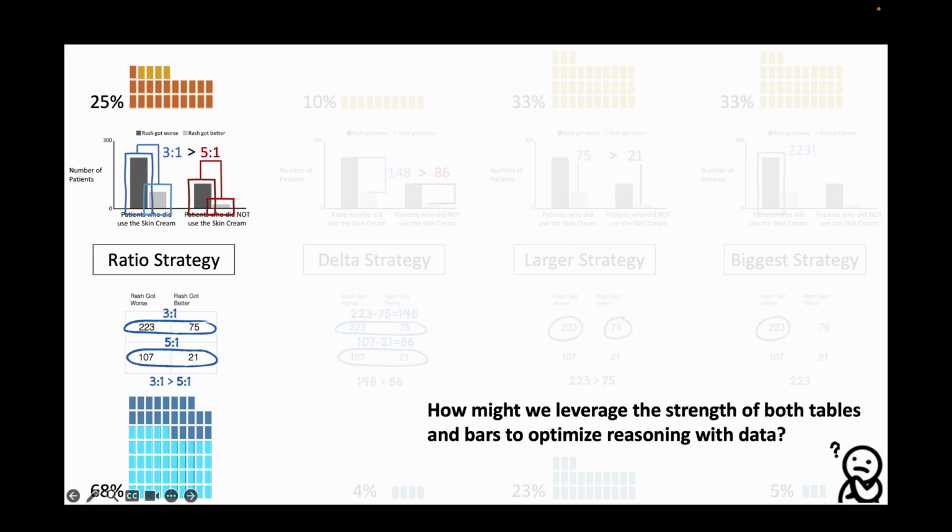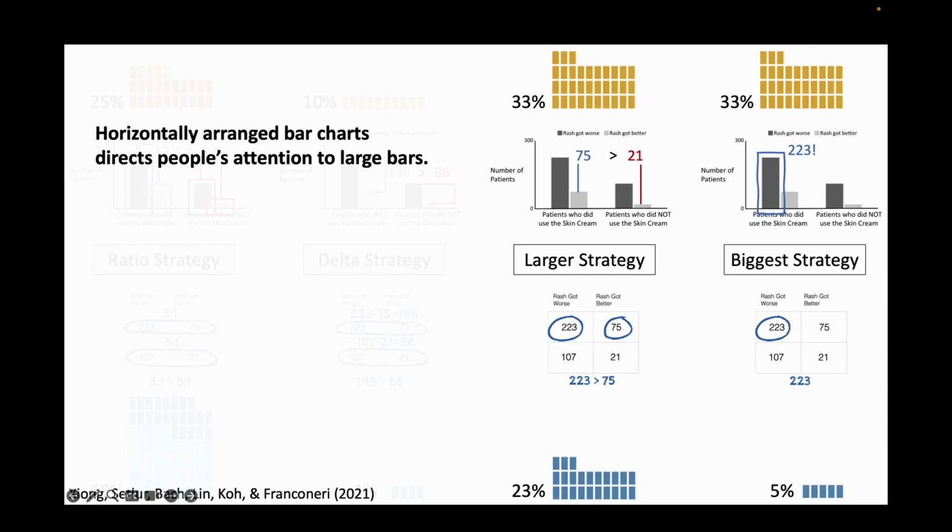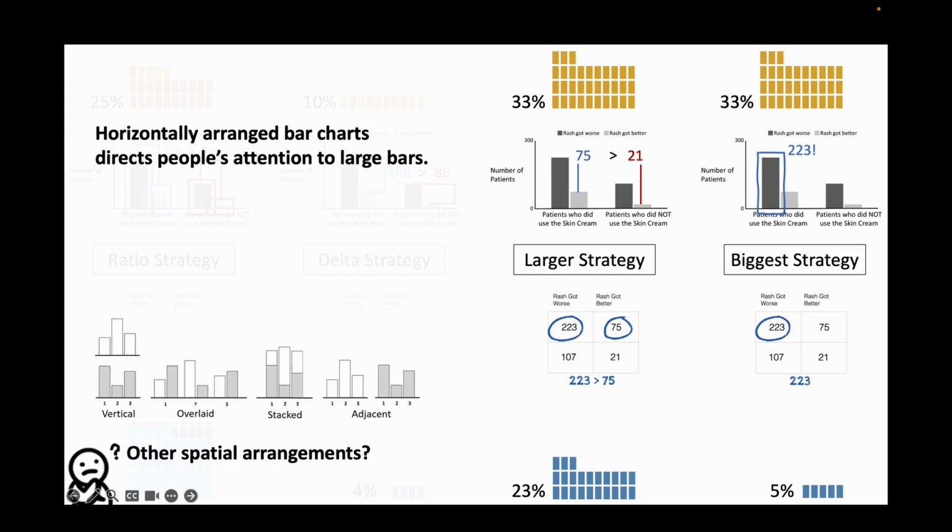Last but not least, the larger and biggest strategies were a lot more popular in bar charts. This corroborates with existing work, which demonstrates that people tend to make superlative comparisons, noticing that one bar is the biggest amongst a set, or identify the maximum and minimum values when bars are horizontally presented like this in an overlaid fashion. Future work can examine how other spatial arrangements might change how people reason with bar charts and potentially discover new strategies.